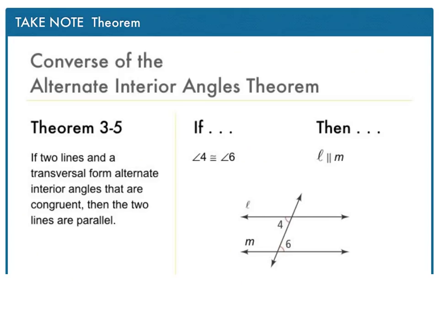All right, moving on, we have our second theorem for today. This is the converse of the alternate interior angles theorem. So reading it, it says if two lines and a transversal form alternate interior angles that are congruent, then the two lines are parallel. So once again, class, this is just putting in reverse what we talked about yesterday. Now it's saying if angle 4 is congruent to angle 6, then we could conclude that line L is parallel to line M.